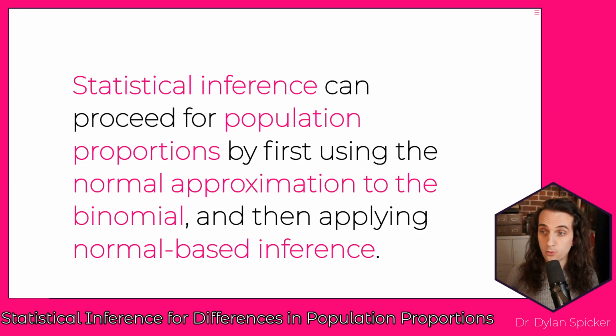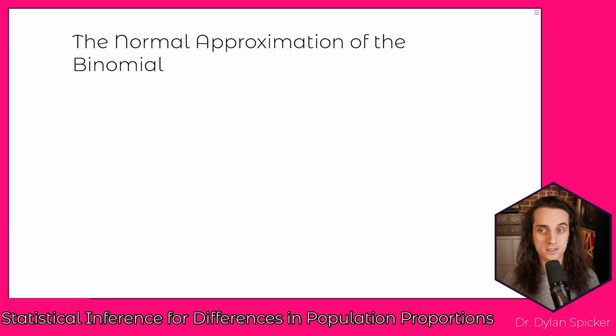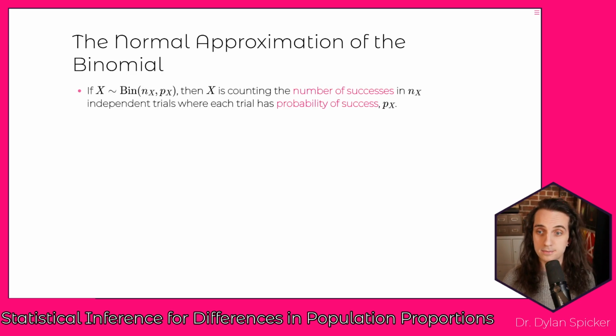So statistical inference for population proportions can proceed by first using the normal approximation to the binomial and then applying the normal-based inferential procedures. So the normal-based approximation of the binomial: if we take x to be from a binomial distribution where the number of trials is nx and the success probability is px, then what x is doing is counting the number of successes if we perform nx trials where each has a probability of success of px, right? So we're always thinking about, for instance, the flipping of a coin. And we'd be flipping the coin nx times, and it would show up heads with probability px.